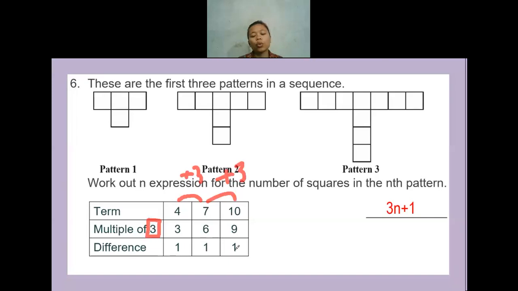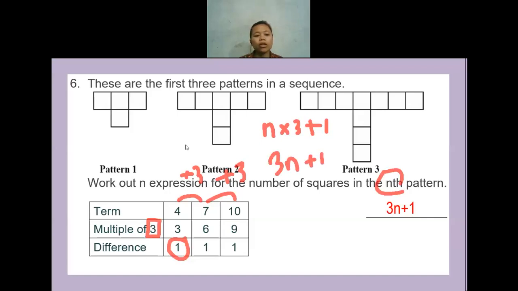And then usually when it is about the position to term rule, we multiply the position number with whatever term to term rule is here. But here, the question is about the n term, so now we use the letter n. We multiply it with the term to term rule, which is 3. After that, we plus it with the difference, so we plus 1. n times 3 equals 3n. So it will be 3n plus 1 for the n term in question 6.